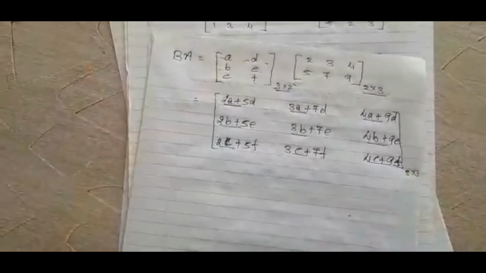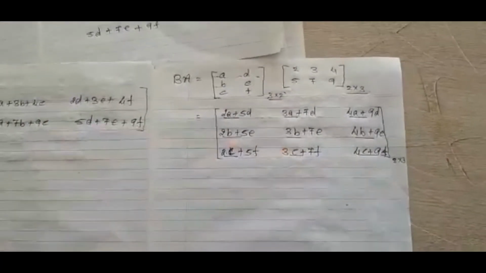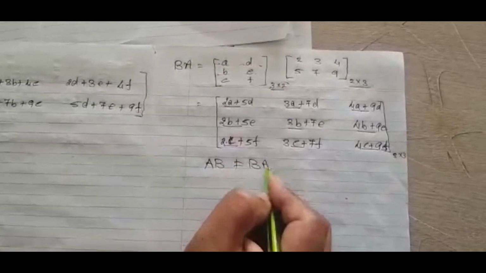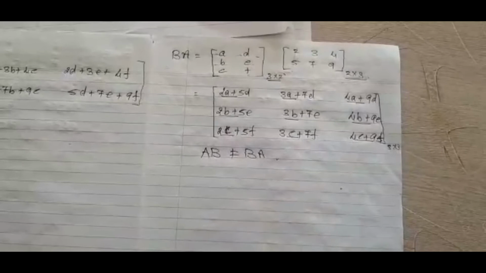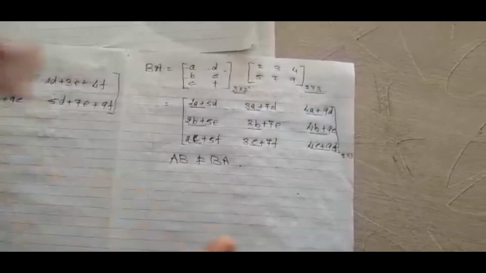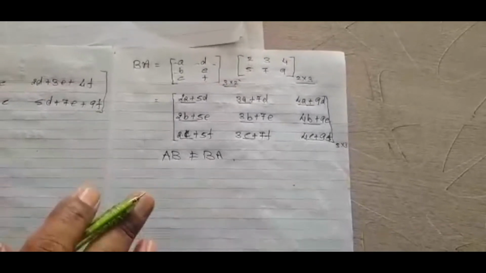Is that clear? So see here, when you take AB it is 2 by 2, but when you take BA it will be 3 by 3. So from this you can say that AB is never equal to BA. Here we can say commutative does not hold. Now from this example you are clear that AB is not equal to BA.